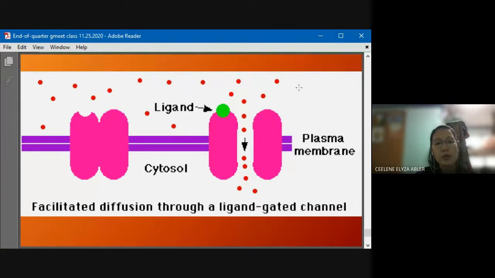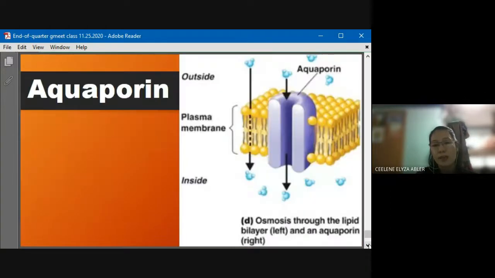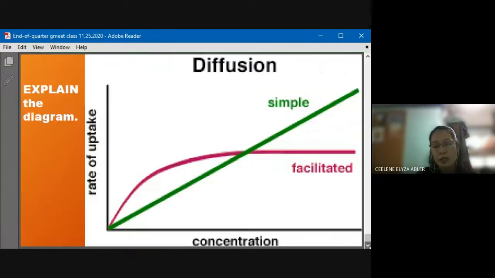Okay, so, meron tayong mga ligand-gated din, yung the ones that it has to be activated first. Halimbawa, may susi pa ang gate bago makapasok yung mga molecules. So, meron tayong ganyan na type ng facilitated diffusion, ligand-gated na channel na proteins. Okay, so yun, meron tayong ganyan na types. Alright, this is aquaporins, channel siya.